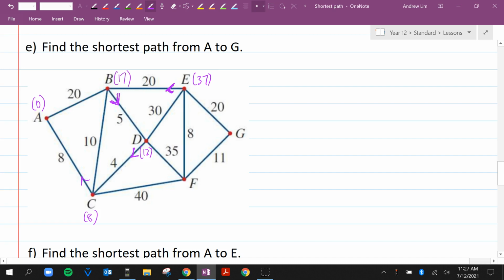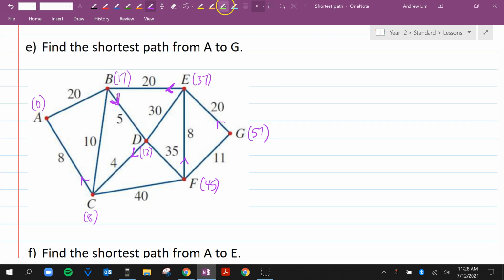Alright, F. I got 37 plus 8, which is 45. 12 plus 35, which is more than 45. 8 plus 40, which is more than 45. So we've got 45 here from that edge. And now the last one, G. 45 plus 11 is 56. 37 plus 20 is 57. So 57 is the smallest from the 20 edge.